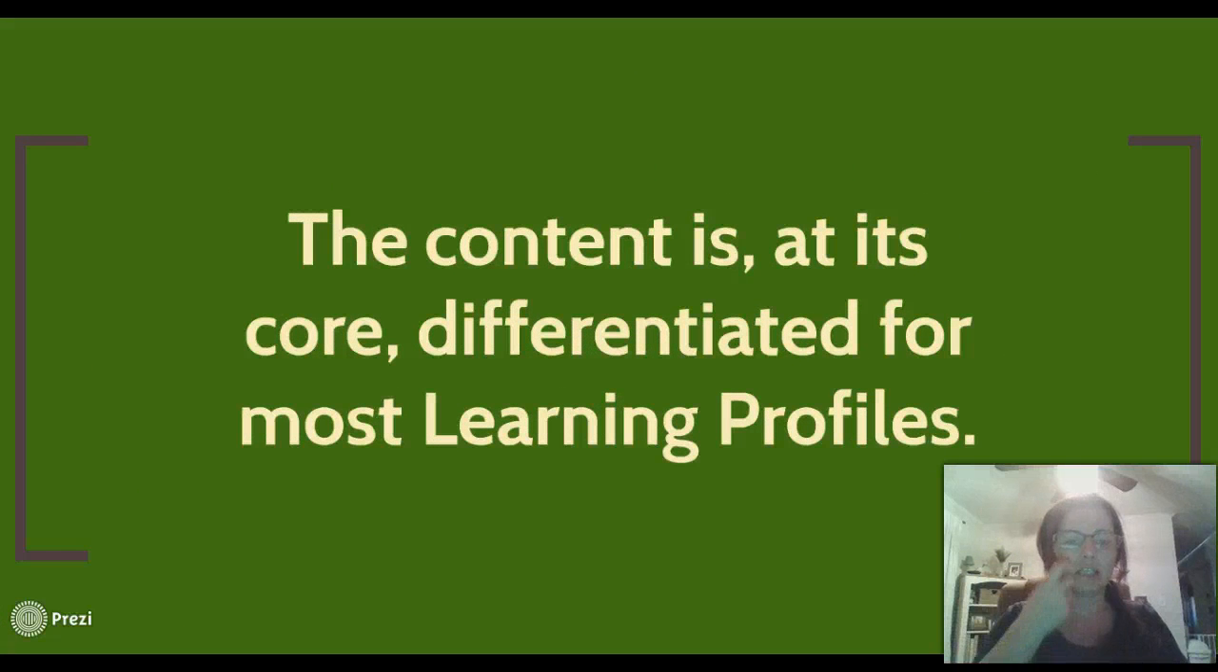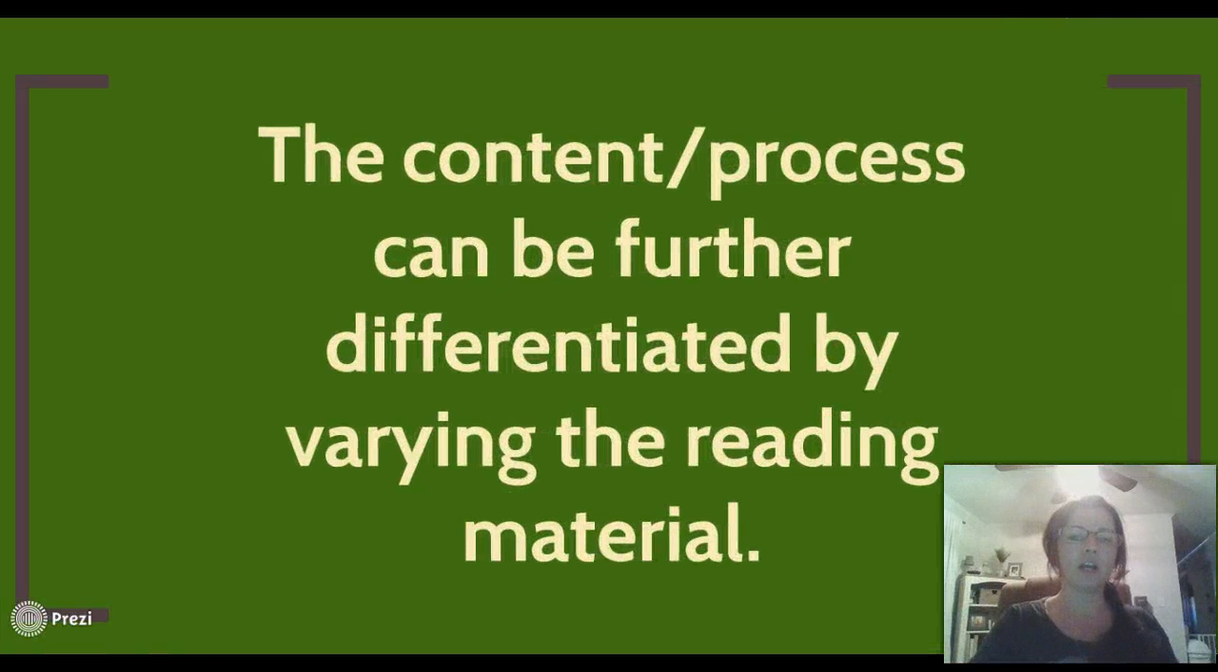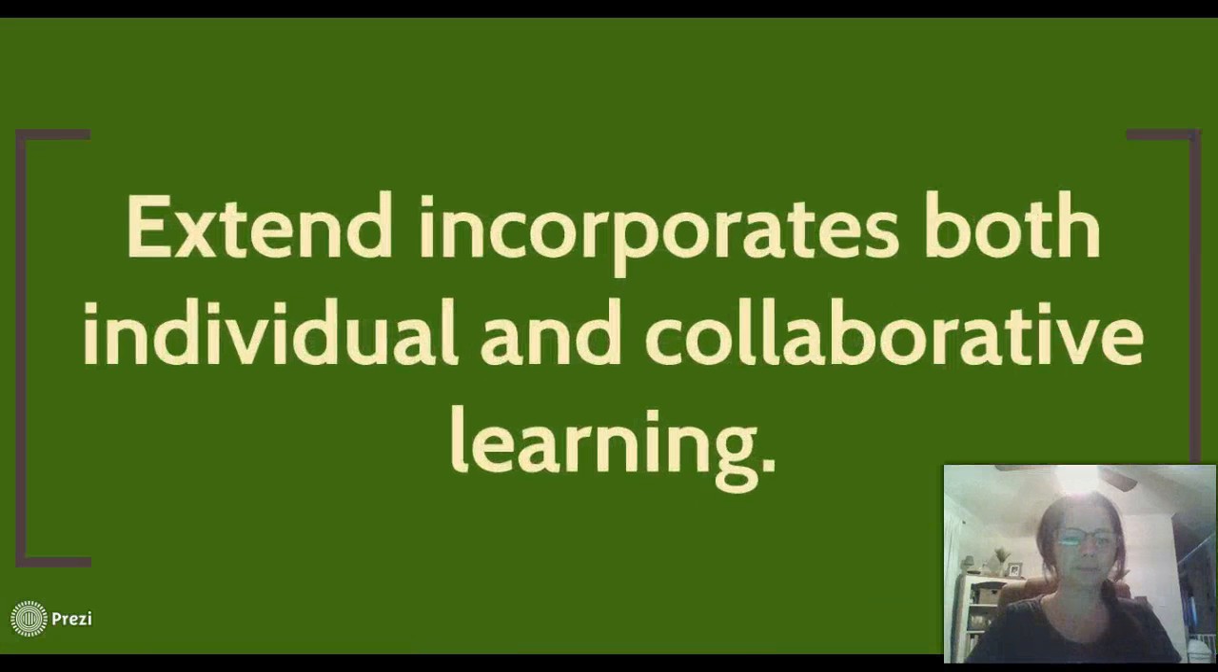The content is at its core differentiated from most learning profiles by presenting a cheat sheet and a video that the kids can interact with, rewind, fast forward, they can read, they can highlight, they can print it out. You're appealing to a lot of different learning styles and profiles. The R, the content process, can be further differentiated by varying the reading material. If you have kids entering at a different readiness level, if you have kids entering at a different interest level, give them something different to read.